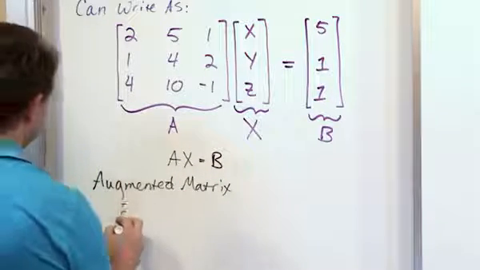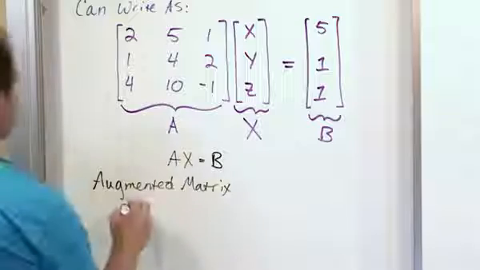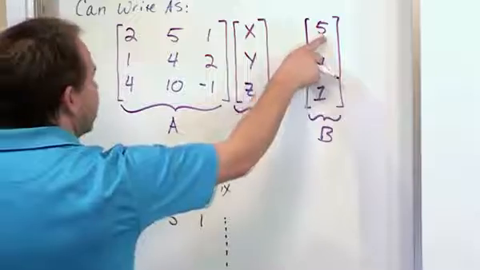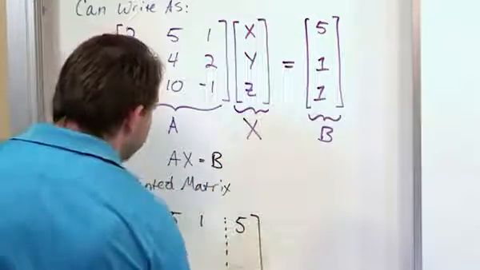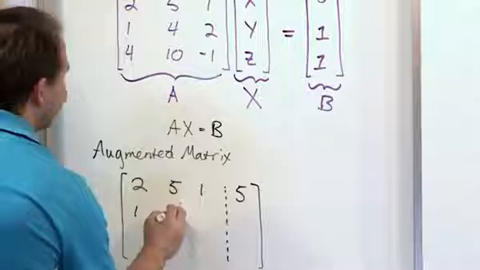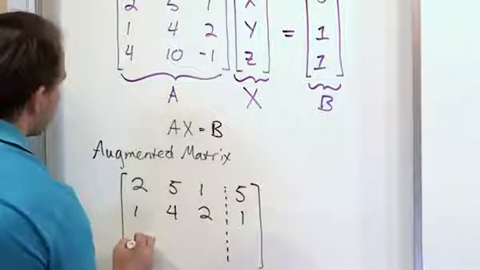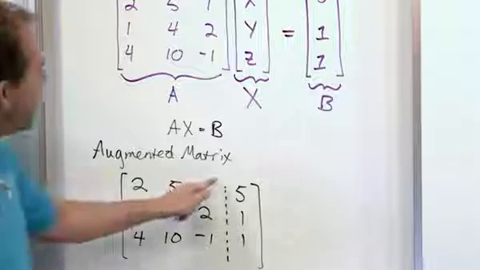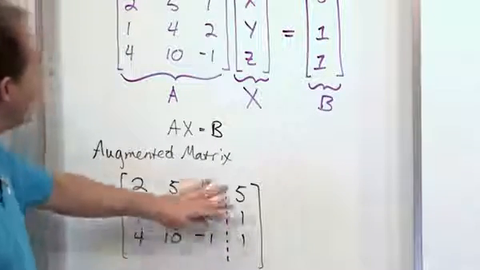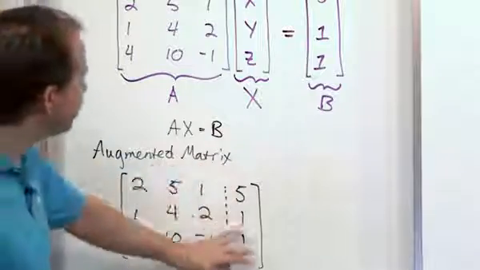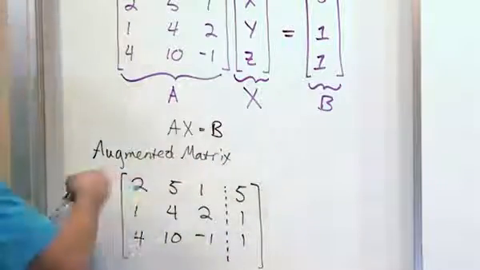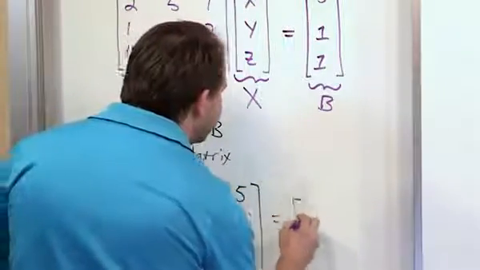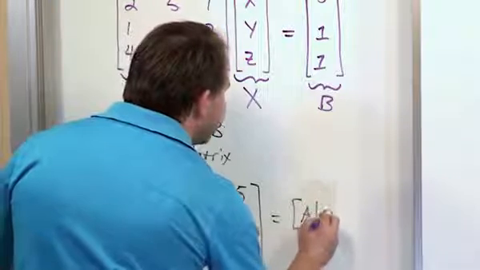That's what that means. So the augmented matrix for the system would be 2, 5, 1 with a dotted line, and then we put what's on the right-hand side of the equal sign right there. And then we have 1, 4, 2, 1, 4, 10, negative 1, 1. When you see the word augmented matrix, the dashed line here means that everything to the left is the A matrix, everything to the right of the dotted line is the B matrix. All right, so you can also see that written in books a lot of times as A with a line and then B.